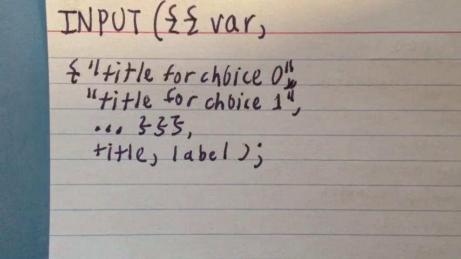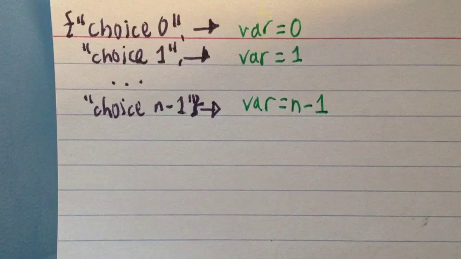The next format of the input command I want to present is one that creates a drop-down box or choose box. We're going to enclose the variable in a list, and the second argument is going to be a string representing the title of the choices you can make. The value of the variable depends on which choice the user makes. For a list that has n choices, the values range from 0 to n-1.